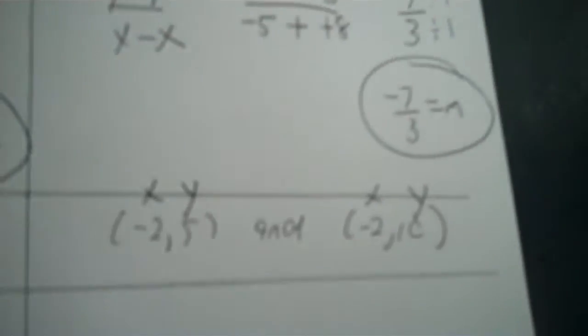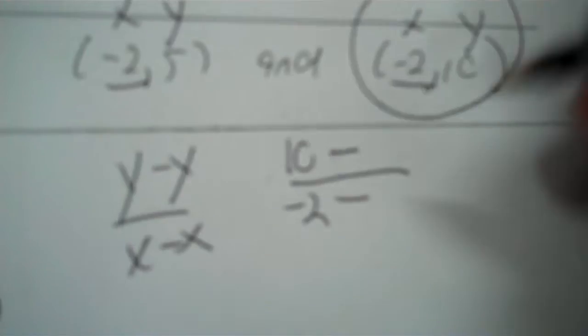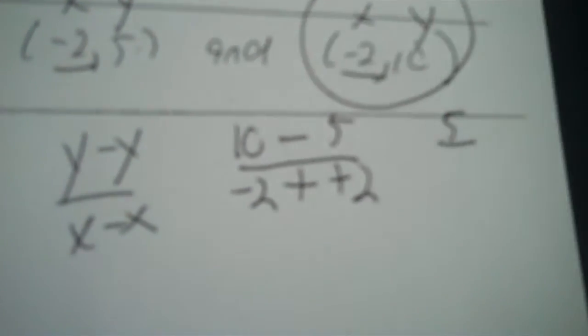-2, 5 and -2, 10. So y minus y, x minus x. Okay, so I compare my x's and they're the same, okay? So it doesn't matter where I start, I'll start with this one. So I put 10, -2, then after the minus we're going to put 5, -2. So 10 minus 5 is 5, and we have a -2, we're minusing a -2, that's like plus 2, and that's 0.